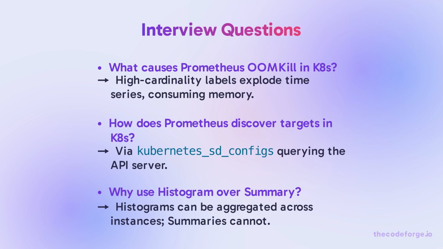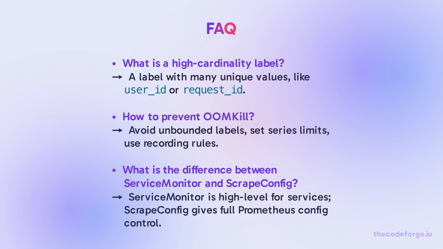Let's run through some common interview questions. What causes Prometheus OOM-kill in K8s? High cardinality labels explode time series, consuming memory. How does Prometheus discover targets in K8s? Via Kubernetes SD configs querying the API server. Why use histogram over summary? Histograms can be aggregated across instances. Summaries cannot. And a few frequently asked questions.